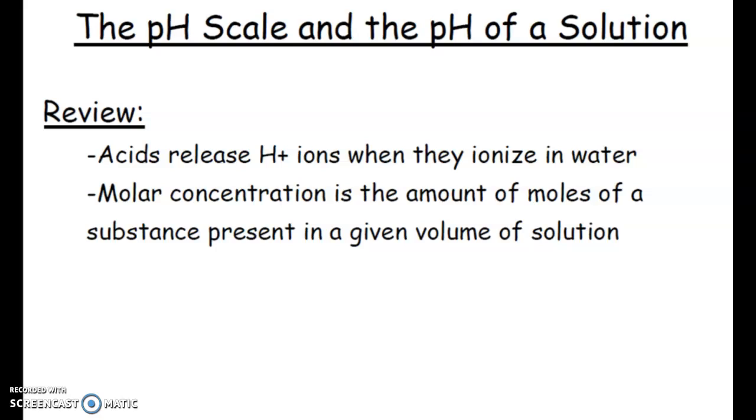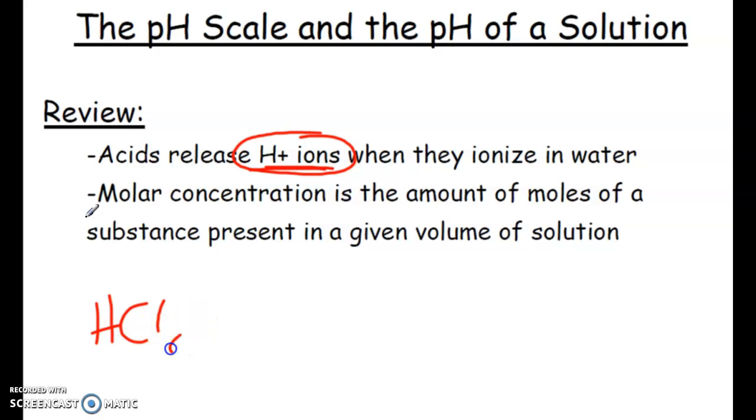Okay, everyone, so we're looking at the pH scale review from what you've already learned in grade 10, and ways to calculate: how do we determine the pH of a solution? Just to recap what we learned so far, we know that acids ionize when they are in water and they produce hydrogen ions, correct?